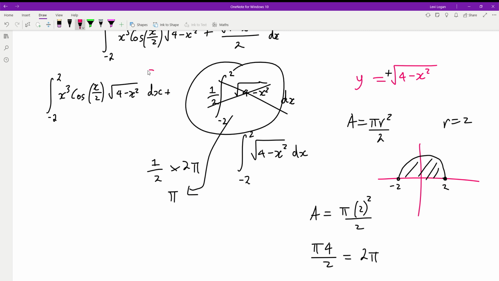Now let's take a look at this other bit here. What I made wrong in the last video was about the idea of an odd function being rotated 180 degrees.